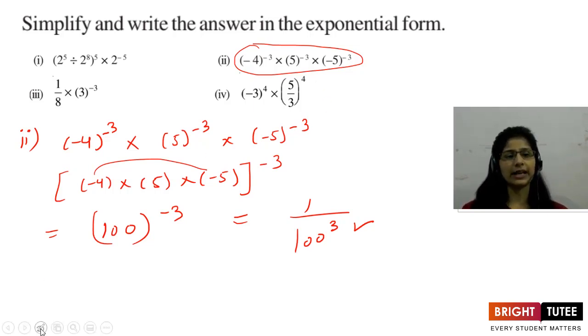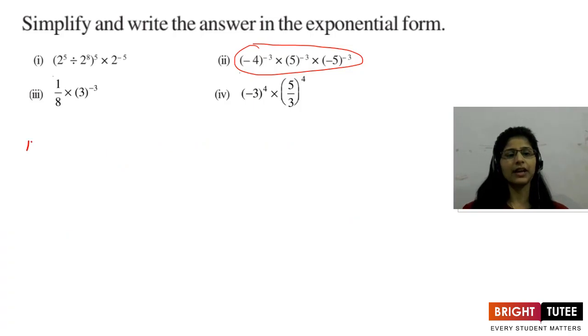Now in the next part, what do we have? We have 1 upon 8 into 3 to the power minus 3.